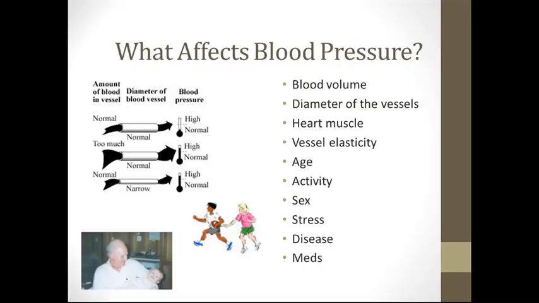What affects blood pressure? So blood volume, how much we drink during the day. Diameter of blood vessels. Sometimes the diabetics will have a narrower lumen of blood vessel. Therefore, their blood pressure may be higher. Heart muscle. Vessel elasticity. As we age, our vessels become more brittle and stiff. Age. Activity, sex, so if we're male or female, our stress level, other diseases, like I mentioned before, and sometimes medications will affect our blood pressure.